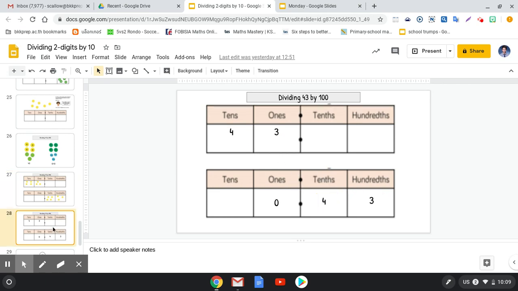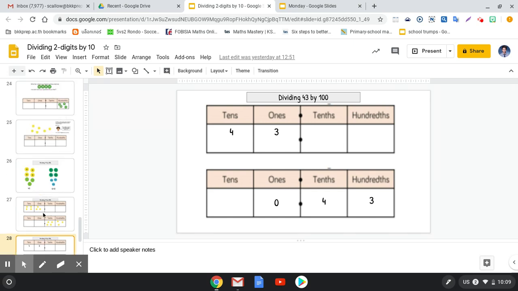Now here's the same thing, but using numbers instead of counters. So again, I can show 43, and then 100 times smaller, it's 0.43. And again, I can see that all the numbers have moved 2 places to the right on the place value chart. Now here's my final example.